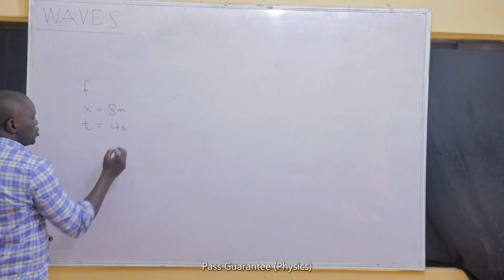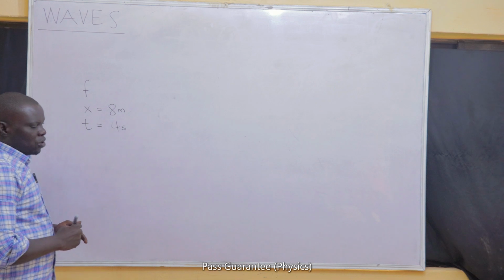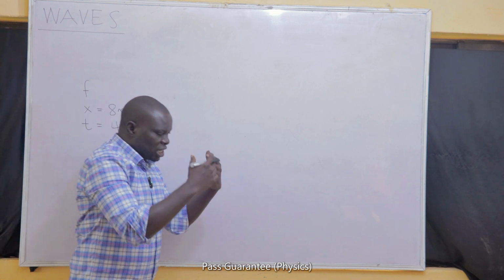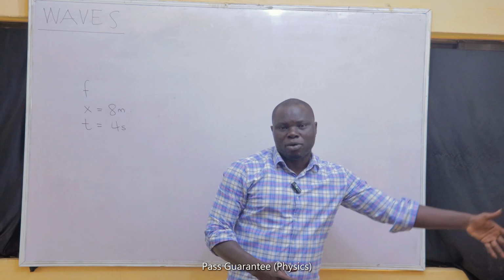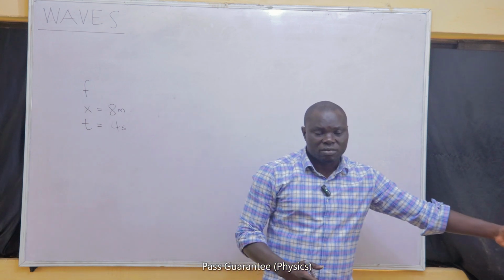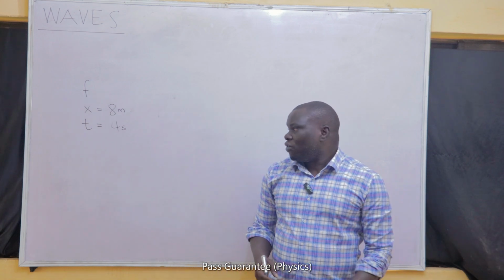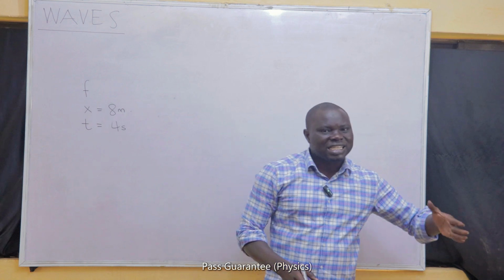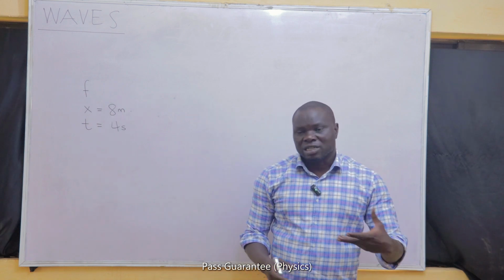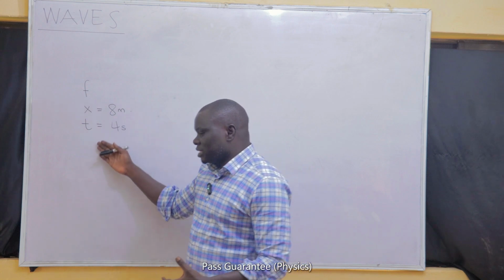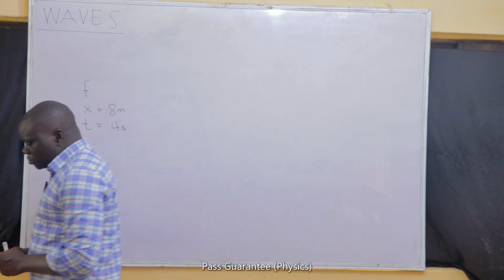So I'll just represent that with my time t, because I don't know if that is a period. It was a crest that was generated, and that crest got to another point which is 8 meters away from it in a time of 4 seconds. If you are given the distance and the time that it took you to travel that distance, you can just represent them as x and t. Now, this is where the question becomes interesting.